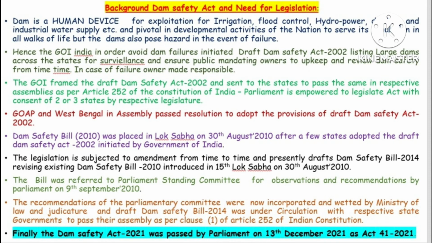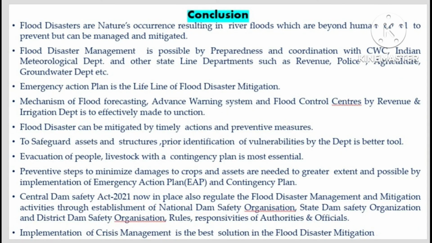The Governments of AP and West Bengal passed a resolution in the Assembly to adopt the provisions of the draft Dam Safety Act 2002. The recommendations of the Parliamentary Committee were now incorporated and vetted by the Ministry of Law and Justice, and the draft Dam Safety Bill 2014 was under circulation to state governments to pass in the Assembly.